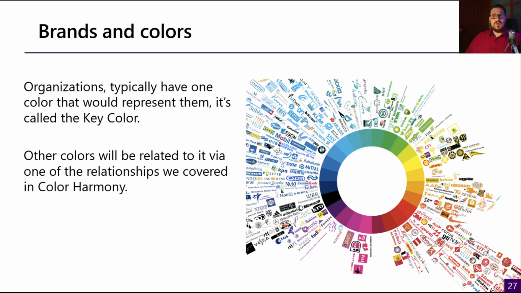We have discussed the different color models that exist, the complementary, analogous, tetradic, triadic, and so on. But in each one of those models, there's something called a key color, which is the color that is used primarily and decides what other colors are going to be used. And most organizations do have that one key color. In fact, this image is a pretty good representation of how brands align on the color wheel.